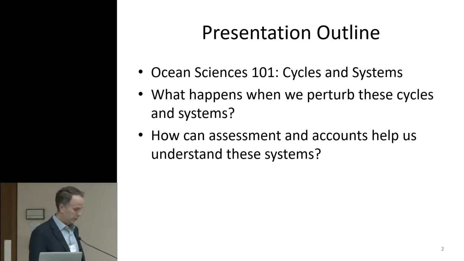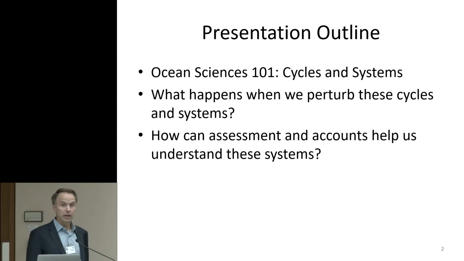parts of the models. So we'll start off with a little of the Ocean Sciences 101 about the cycles and systems, then move on to what happens if we perturb these cycles, primarily focusing on carbon dioxide emissions and nitrogen inputs into the system. There's a lot of other ways we perturb systems, but those are just two that I think I wanted to highlight. And then wrapping up with very briefly looking at how we might be able to use assessment and accounts moving forward to understand the changes that are happening in the system.